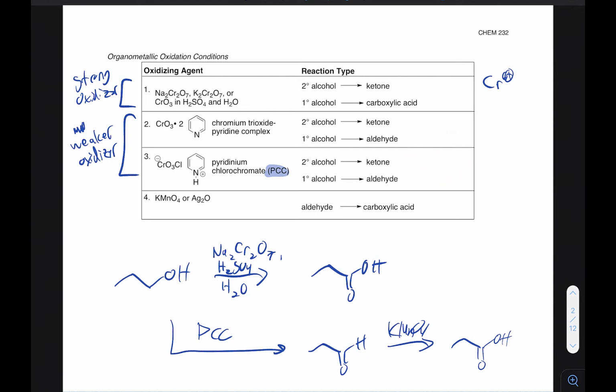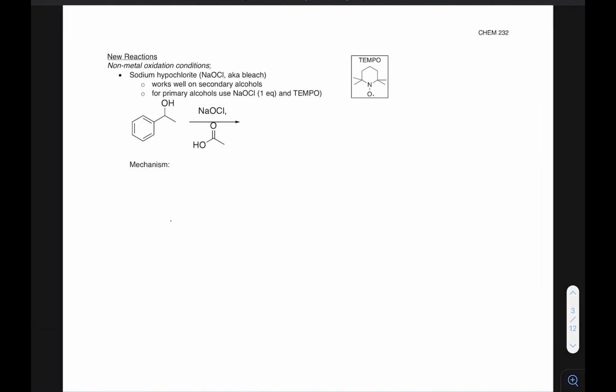Next we're going to look at some organic oxidation conditions, so without metals. In particular, this reaction is sort of a pseudo SN2, a partial SN2 reaction happening, and we'll take a look at that now. This reaction uses sodium hypochlorite, bleach, NaOCl, to do this reaction.